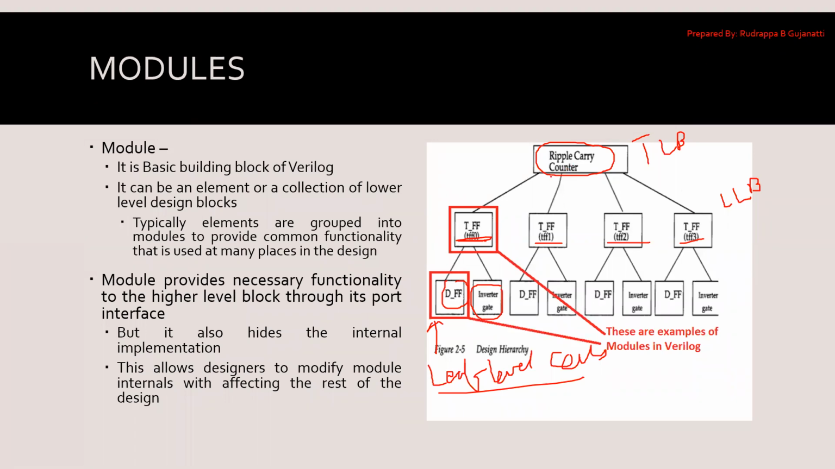So if I have to implement the ripple carry counter, I can build it using the T flip-flop. But in order to build the T flip-flop, I can make use of the D flip-flop and the inverter. These are the sub blocks which are helping us, but this is the last level, so we call them leaf level cells. Here we need to define these things, right? These are nothing but modules which we will define in Verilog, and we have seen the examples also in previous sessions.